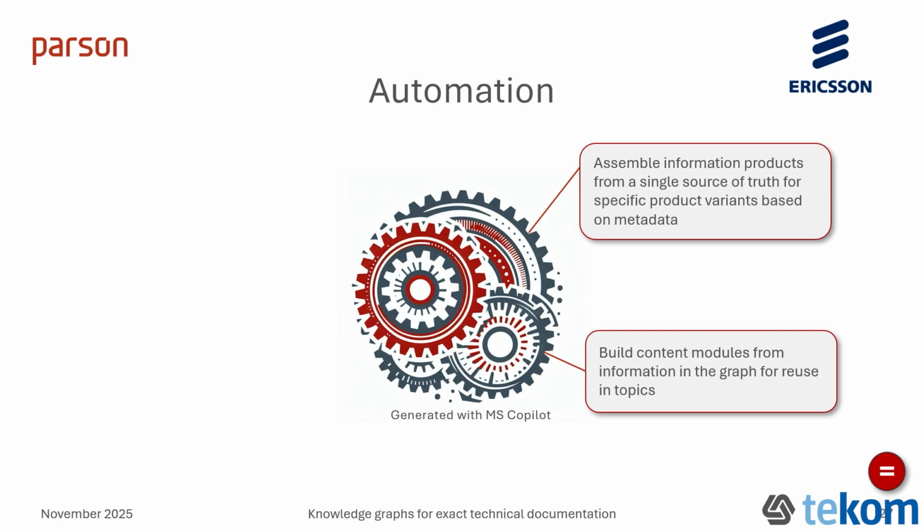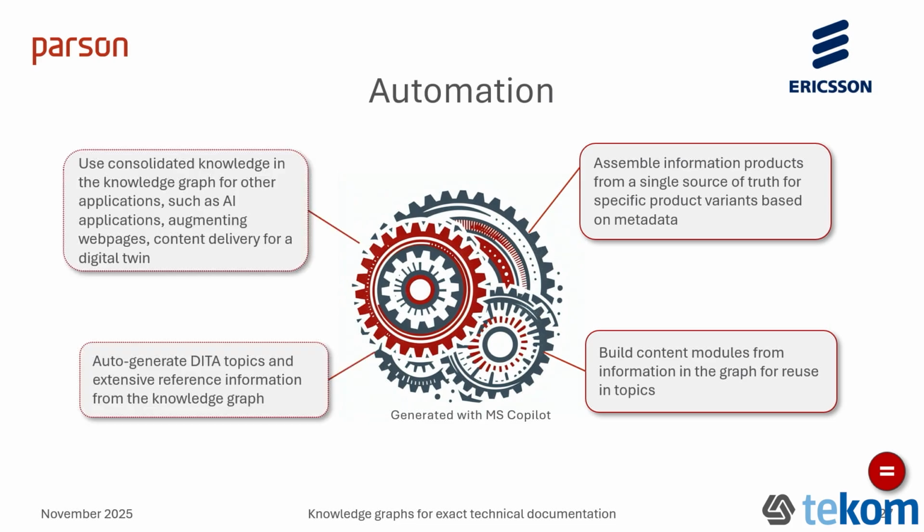So these are existing things, and then we auto-generate, or at least plan to auto-generate, data topics. We do that in our solution already. So we generate topics from the knowledge graph. And what we also don't do yet, but plan to do, is to reuse the knowledge in the knowledge graph in, for example, an AI agent, or we can augment web pages in the enterprise and so on.